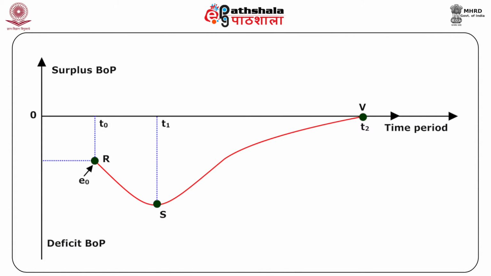One can observe from the figure that the curve is a J-shaped one which has a big loop in the beginning between point R and S for time between T0 and T1. Subsequent to time T1, it slopes upward indicating reduction in the BoP deficit. The equilibrium is established at time T2. Beyond time T2, the country may enjoy a BoP surplus at point V.